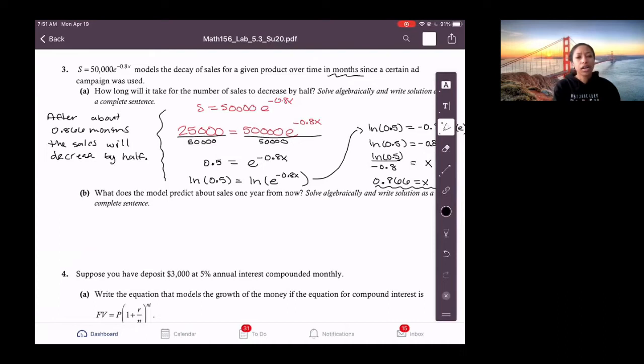Now, a couple of things. At first, when I looked at this problem, I was thinking, that number sounds kind of small, but does it make sense? Is it a reasonable number? If we look at the exponent, we have e to the negative 0.8x. Remember, that exponent tells us the decay rate. So this is saying that the cells are decaying by 80% every month. So yeah, it would make sense. 0.8 is 80%. So it would make sense that in less than a month, it'll decay by half.